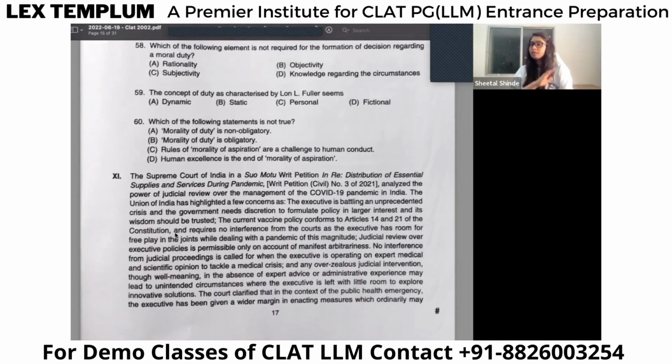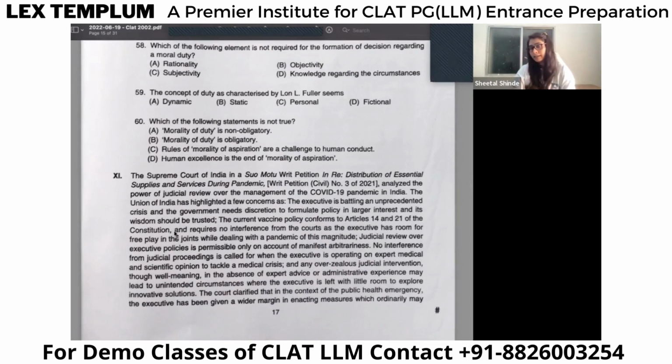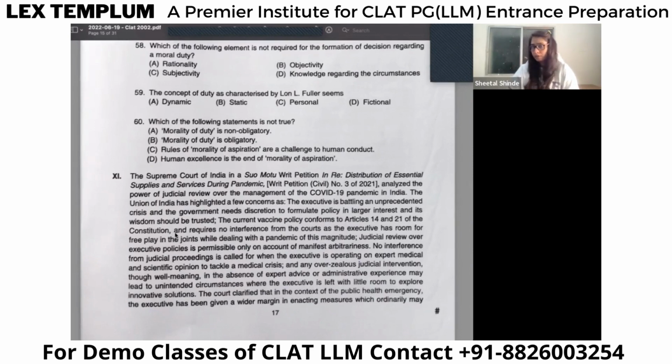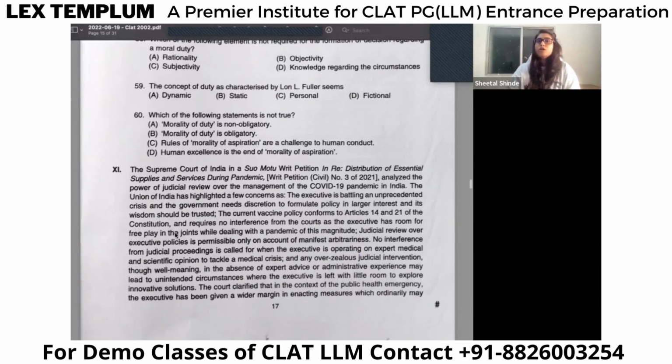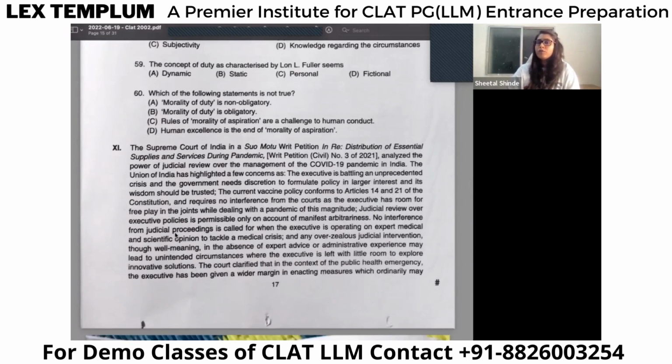Now 60. Well, this is based on my understanding of the paragraph and from the paragraph itself. Okay, so the keys of CLAT might differ just in case. Now 60, which of the following statements is not true? Again, they're asking for the incorrect statement. So what is the incorrect statement? Morality of duty is non-obligatory is the incorrect statement, because you will find the mention of B, C, D in the paragraph itself. Okay. All right.